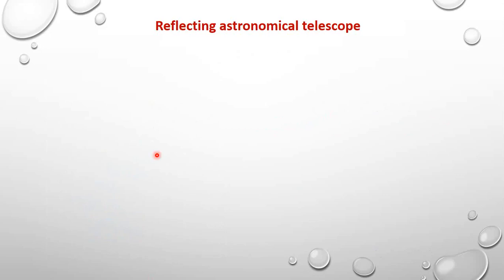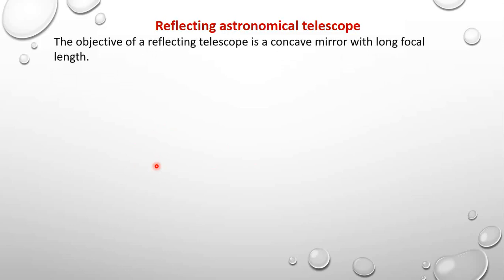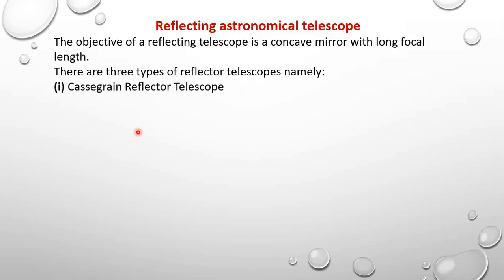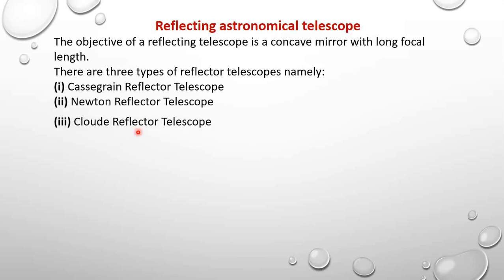The objective of a reflecting astronomical telescope consists of a concave mirror with a long focal length. Let's look at the types of reflecting telescopes. We need to know that there are mainly three types of reflector telescopes. That is, we have the Cassegrain reflector telescope, the Newton reflector telescope, and the Claude reflector telescope.